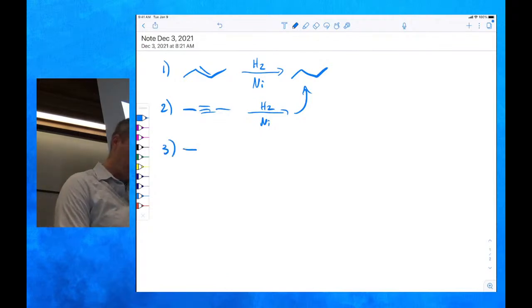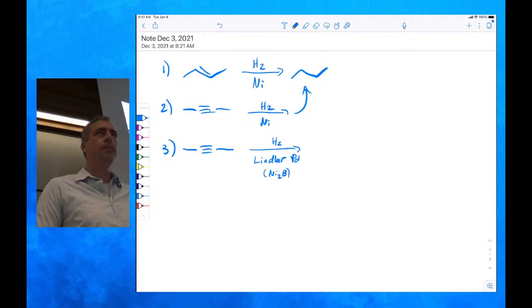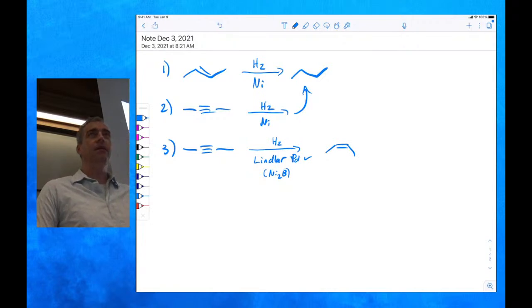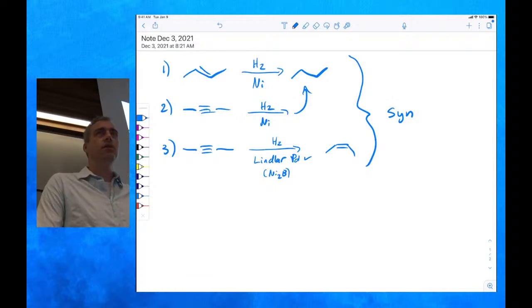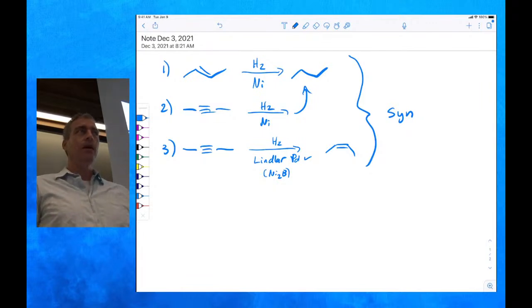So this would start with something like this. It would also use hydrogen gas, and Lindlar palladium, or nickel boride was another one, but most likely this one. That'll give you an alkene, and it will be a cis alkene that you get. That's because all 3 of these reactions have syn stereochemistry, which means both hydrogens are adding to the same face of the alkene. And when you add it to an alkyne, that means you end up with cis.